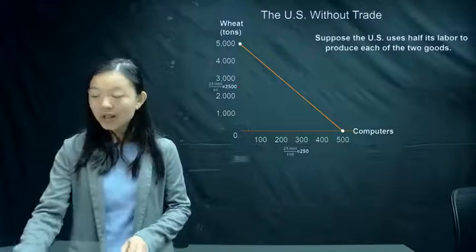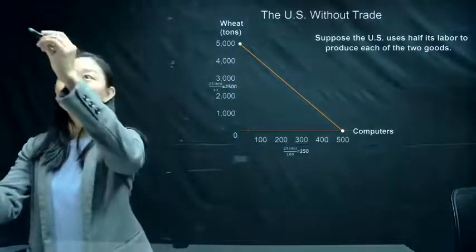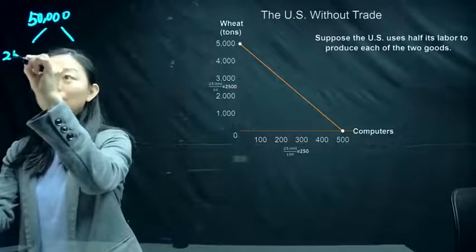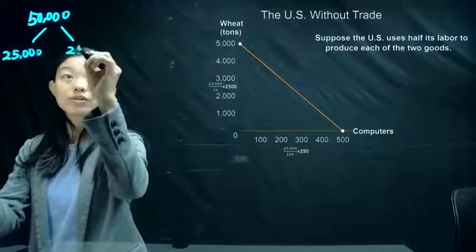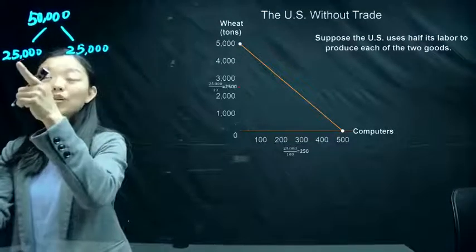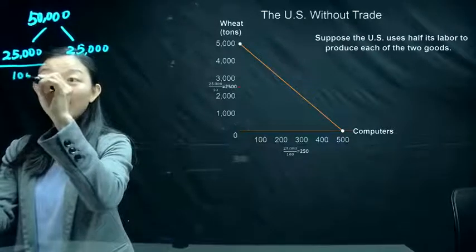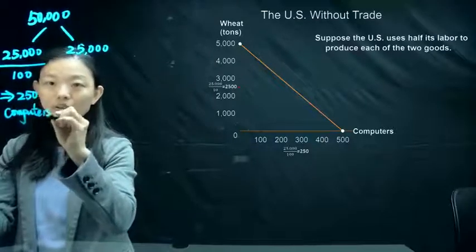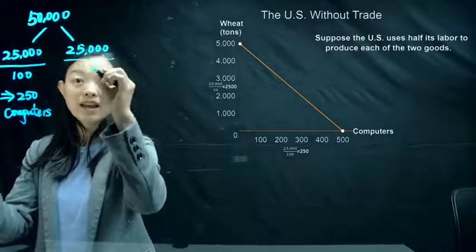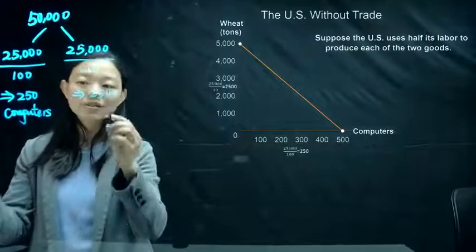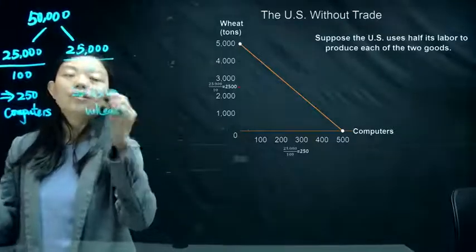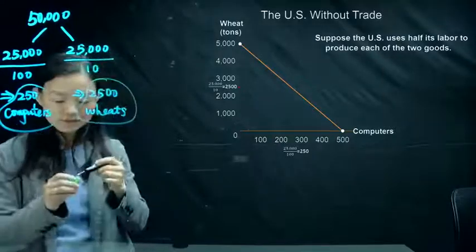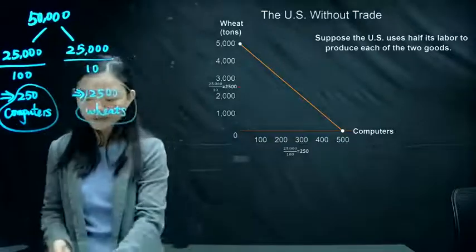Then what happens? If the US chooses to be self-sufficient, it will divide 50,000 labor hours into 2 goods production. So 25,000 labor hours in computer production and 25,000 hours in wheat production. You use these 25,000 labor hours divided by 100 for computers, which will give you 250 computers, right? For wheat, similarly, use 25,000 divided by 10, you can have 2,500 tons of wheat. So those are the quantities that the US can consume of computers and wheat if it chooses to be self-sufficient, okay?